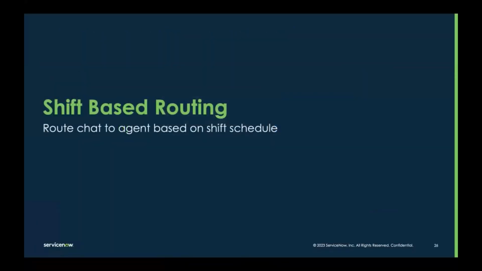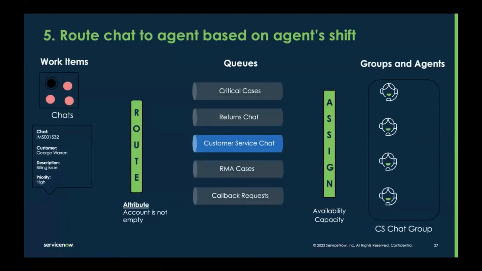Fifth scenario is shift-based routing, where in addition to the regular working, you can also look at the agent's shift, look at how much time is left in their shift, and prioritize the agent based on your need. So in this scenario, we see that the 5th agent has the most time left in his or her shift, and we can prioritize that agent over other agents.